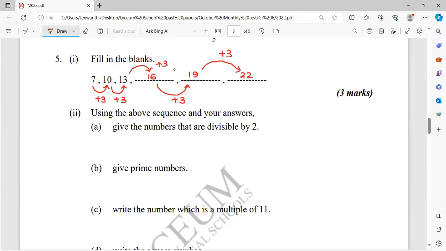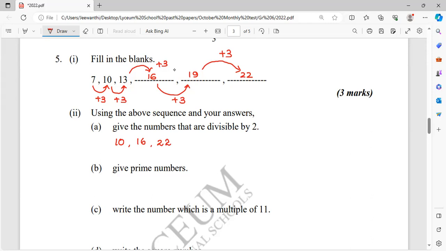The even numbers, which are ending with 0, 2, 4, 6, 8. Those are the even numbers. So here, what are the numbers you can find? The 10 you can take, and 16 and 22. The numbers which are divisible by 2 are the even numbers. How do you recognize the even numbers, children? The numbers which are ending with 0, 2, 4, 6, 8.